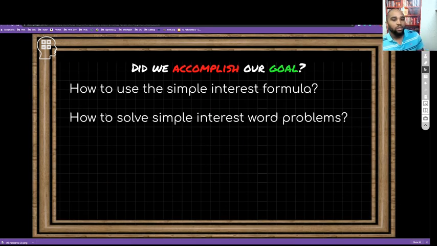Two questions that we answered: how to use the simple interest formula and how to use it in word problems. So yes, we answered both of those questions.